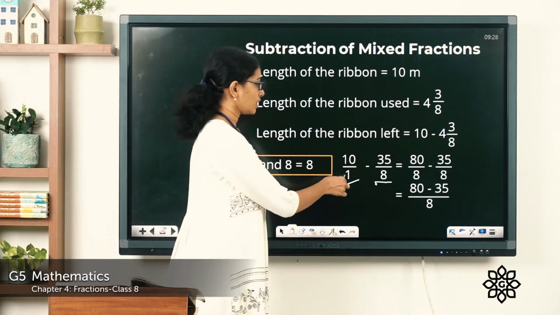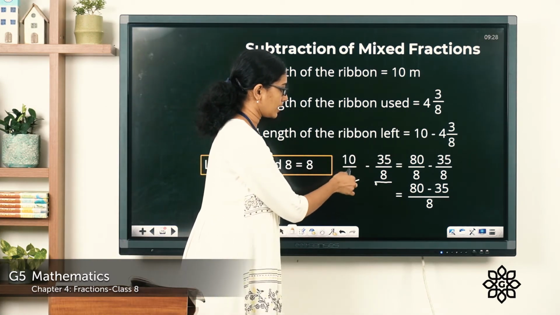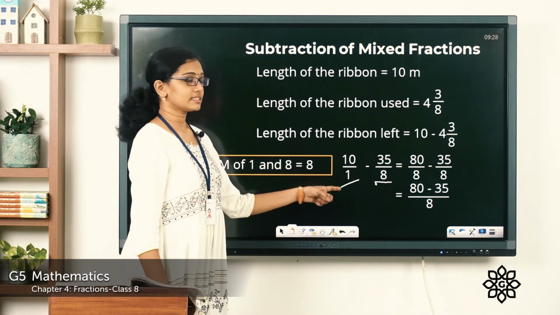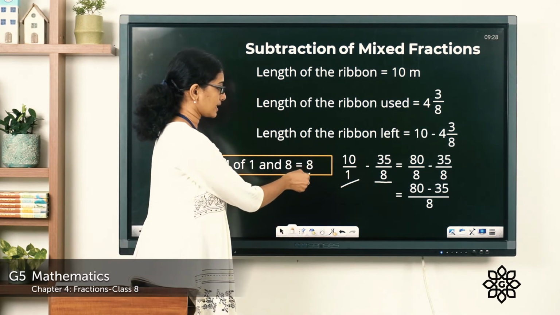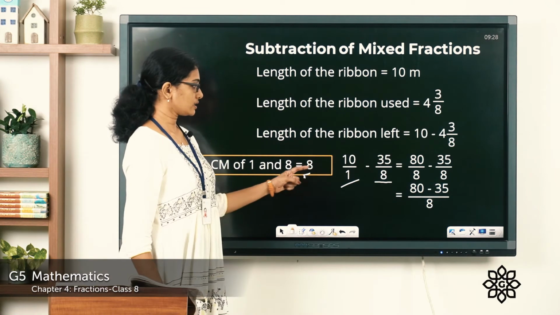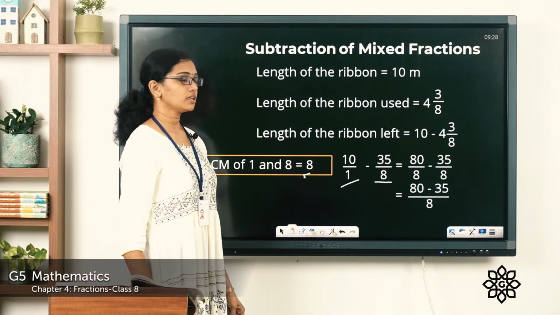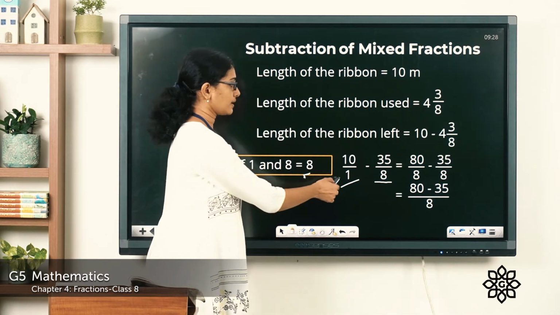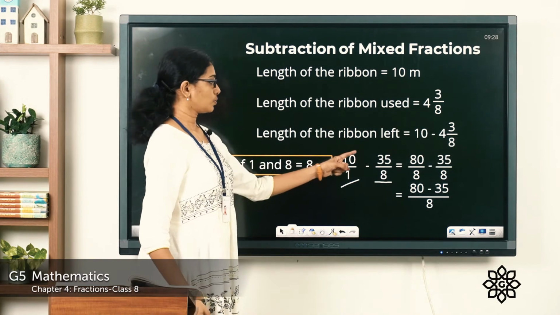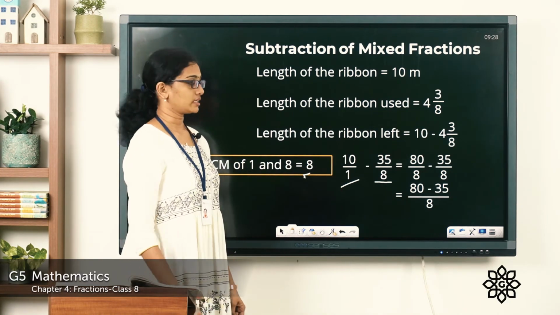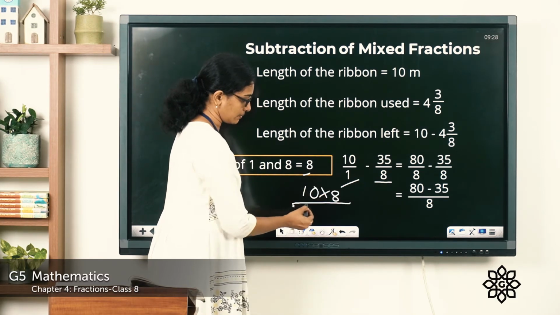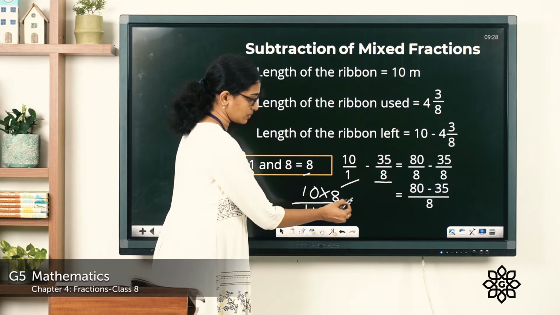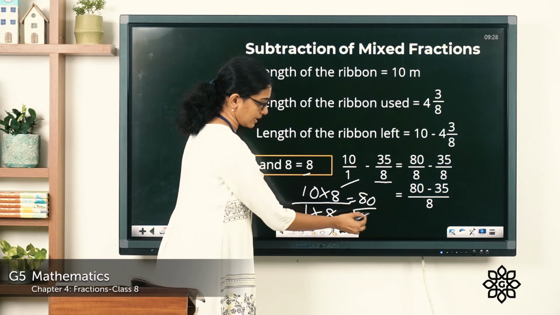So let's make the denominator of this 10 the LCM we obtained. So how do you change it? Just divide this LCM by this denominator, that is 8 divided by 1 is 8 itself. Now multiply that 8 with both the numerator and the denominator. So it's going to be 10 into 8 divided by 1 into 8. So that will give you 80 by 8.